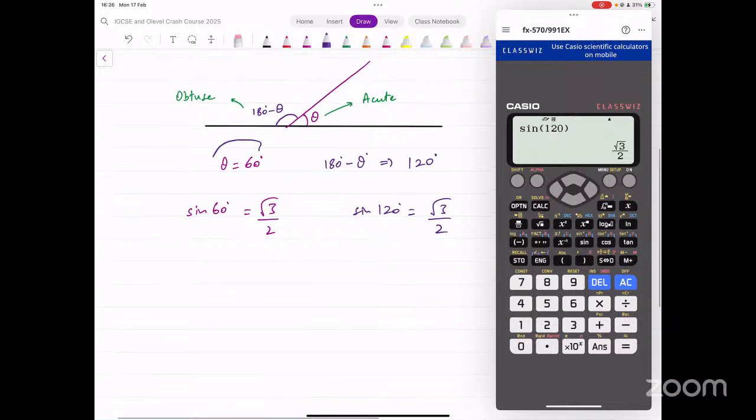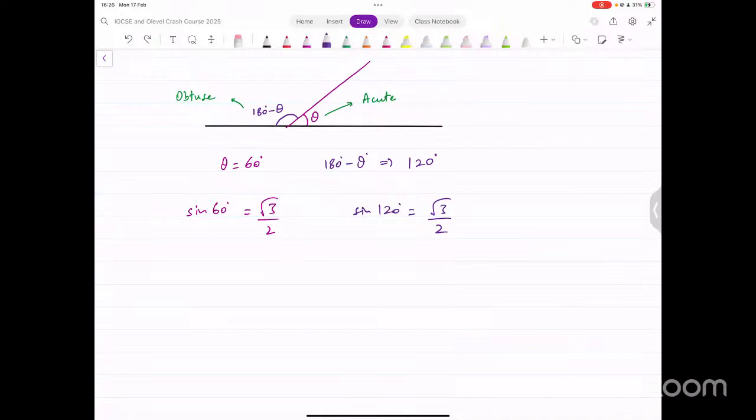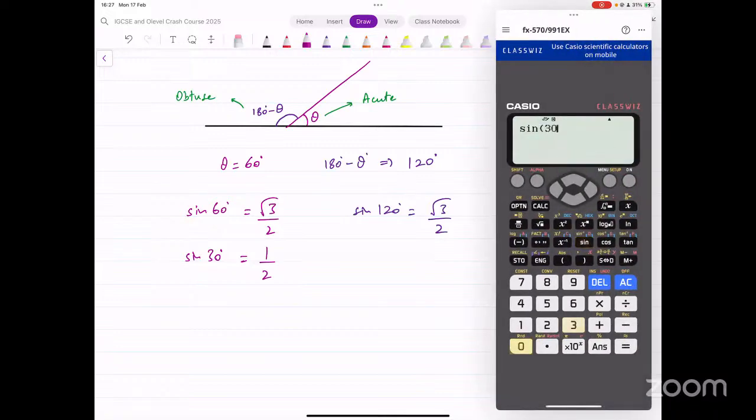So if we have an acute angle and the corresponding obtuse angle for that, so basically two angles that have a sum of 180, the sine ratios of both of those angles are always going to be equal to each other. You can try any other angles. You can say sine of 30 degrees. If there was one angle that was 30, what would this ratio be? Again, you can put this on a calculator. Sine 30 is going to give you 1 over 2. Okay, you can try that.